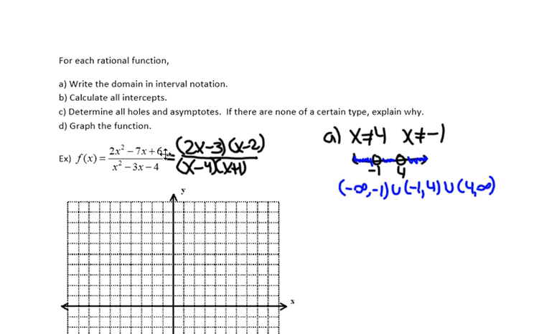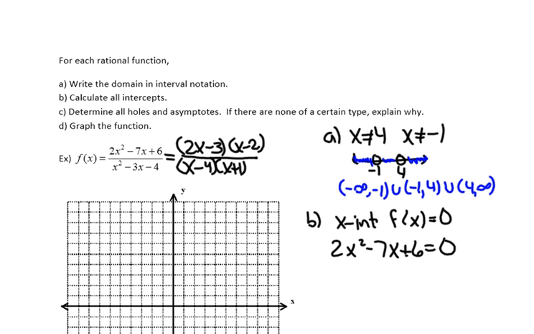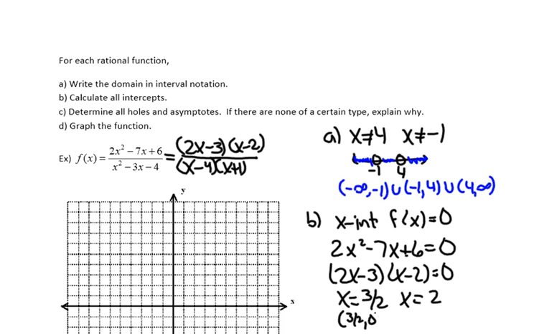Okay, next, let's take care of the intercepts. X-intercept, we know f of x is 0. Now, we talked earlier in another earlier video, where is a fraction 0? It's when the numerator is equal to 0. So right now, I'm going to take the numerator and set it equal to 0. Now again, we've already factored this. So again, solving, we know x is equal to 3/2 and x equal to 2. Now I am going to write this as an ordered pair so I can graph these later on.